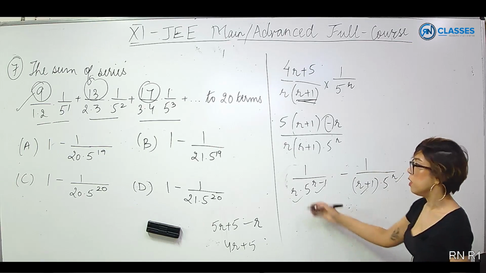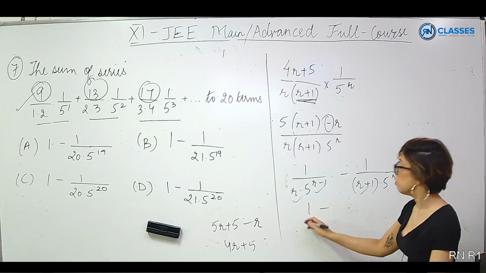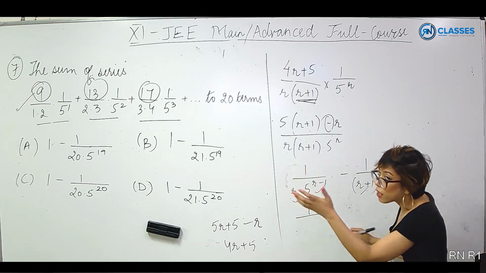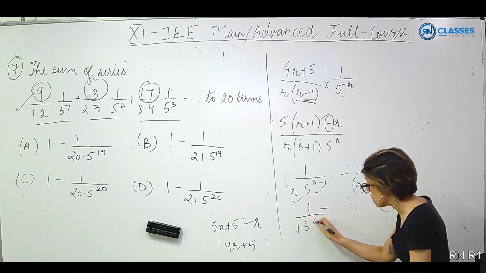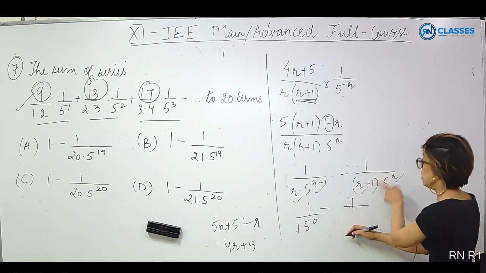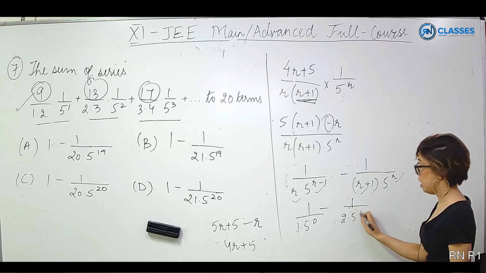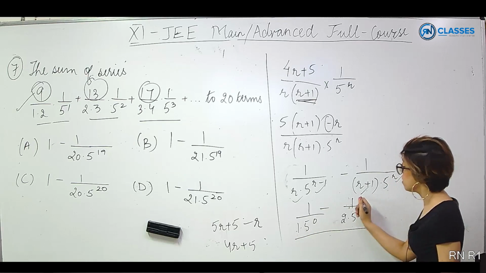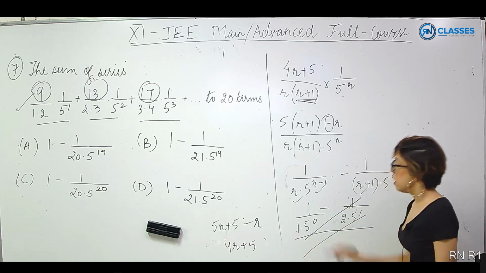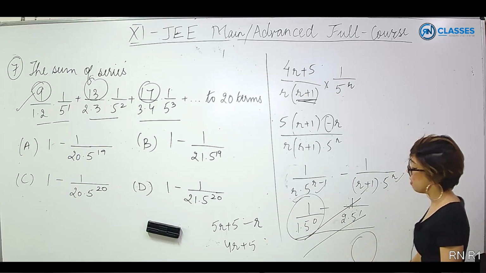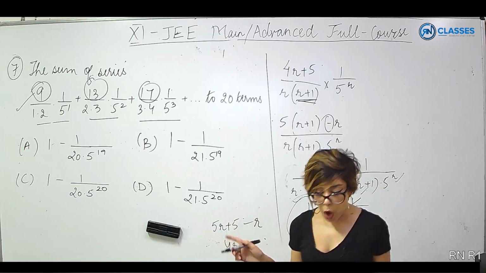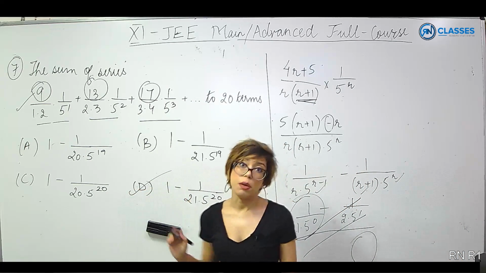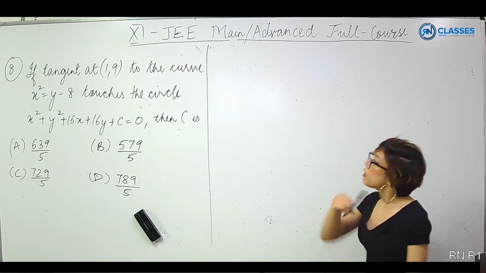Now just put in the values. First you will put R equal to 1, so you will get 1 divided by 1 into 5 raised to 0, minus 1 divided by 1 plus 1, that is 2, into 5 raised to 1. You will write one more term. You can see that the terms will get cancelled out like this. So the first term from here and the last term from here will be the answer. That is why option D is the correct one. Alright, on to the next one.